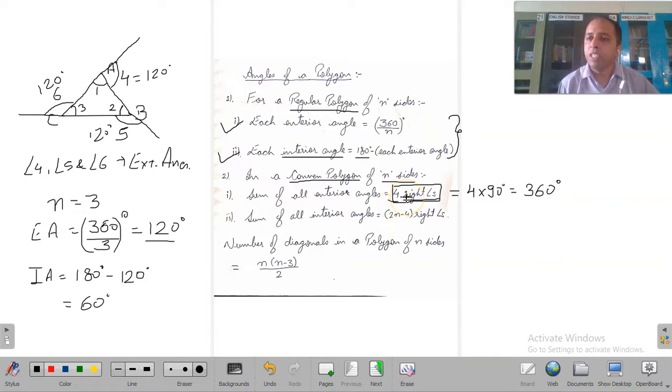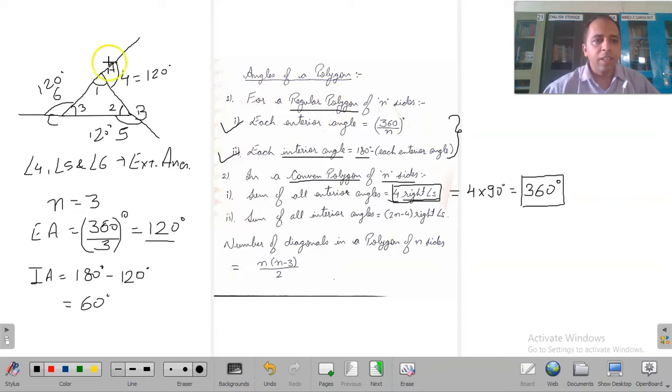That means for all types of polygon, either a triangle or a quadrilateral or a pentagon or a hexagon and so on, the sum of exterior angles is constant.